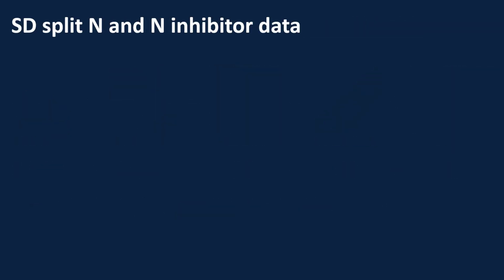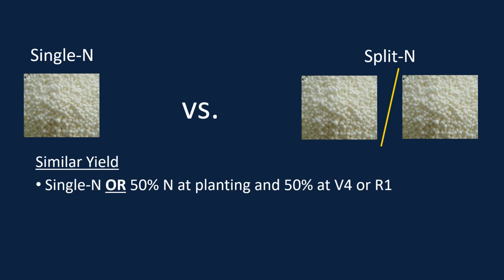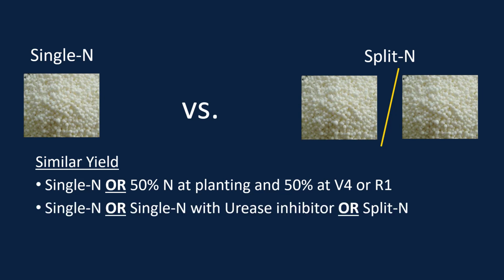Another question we have a lot with nitrogen recommendations is, what about split nitrogen recommendations? What about using inhibitors to limit volatilization or denitrification or things like that? So one study that was done in South Dakota is we looked at single nitrogen applications versus a split application, and what we found is yields were similar. So a couple of situations that were evaluated were a single nitrogen application or a split where we applied 50% at planting and 50% at that V4R1 stage, had similar yields. And another one we looked at single nitrogen application or a single nitrogen application with a urease inhibitor or a split N. Again, similar yields.